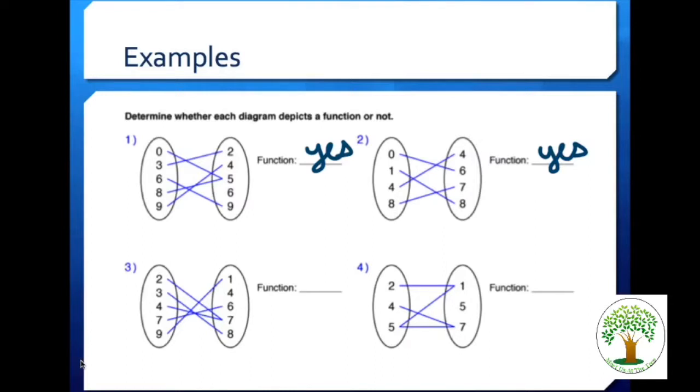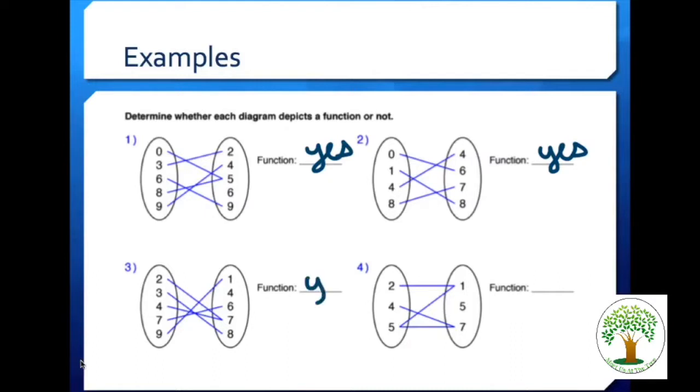Let's go to number 3. Is number 3 a function? I've got 2 goes with only one thing, 3 goes with only one thing, 4 goes with only one, 7 goes with 1, and 9 goes with 1. But this 7 over here goes with 2 different ones, the 4 and the 6. Is that a problem? No, that's the output. Very good.